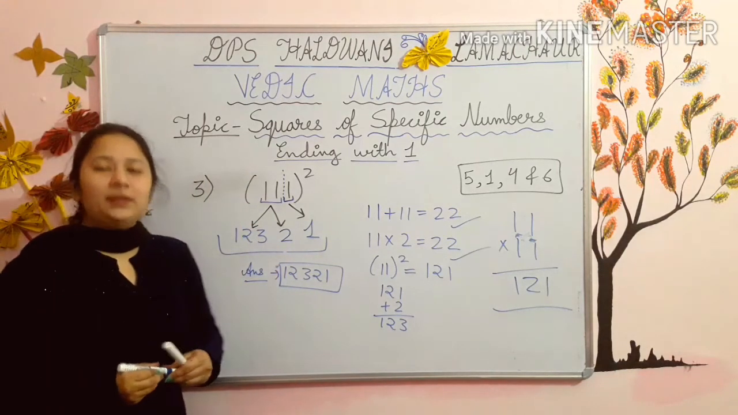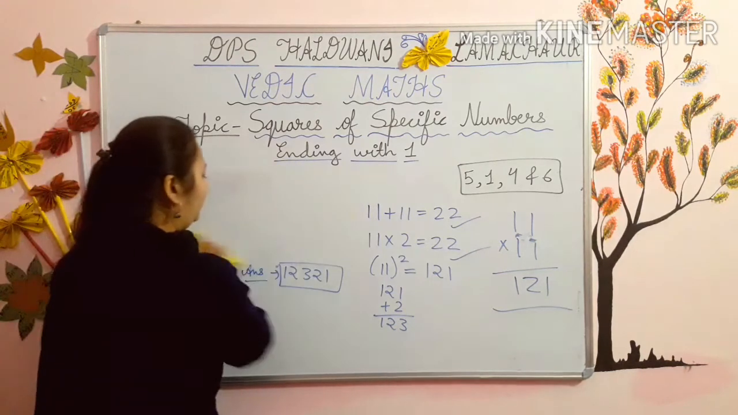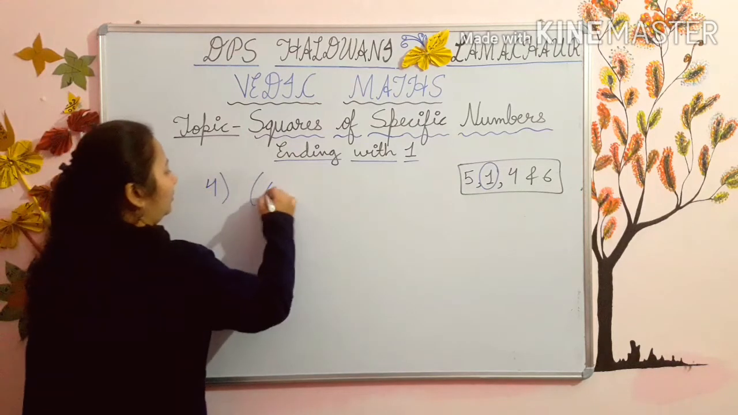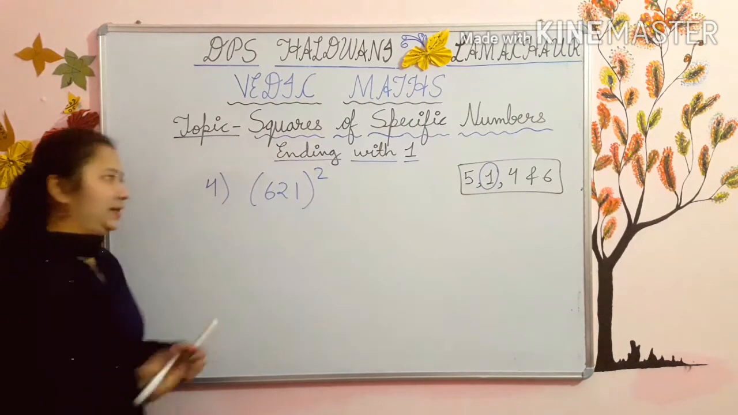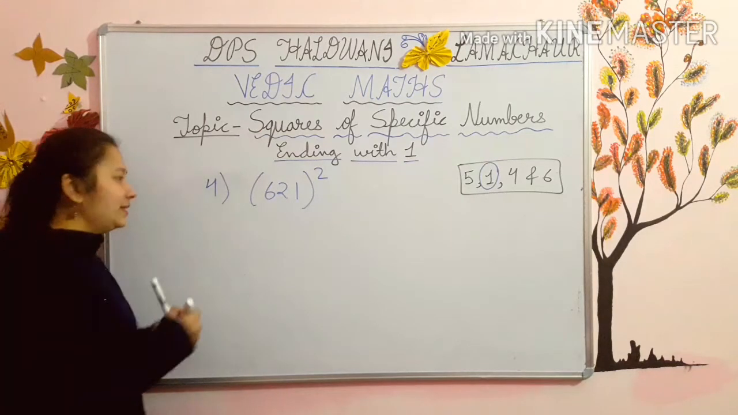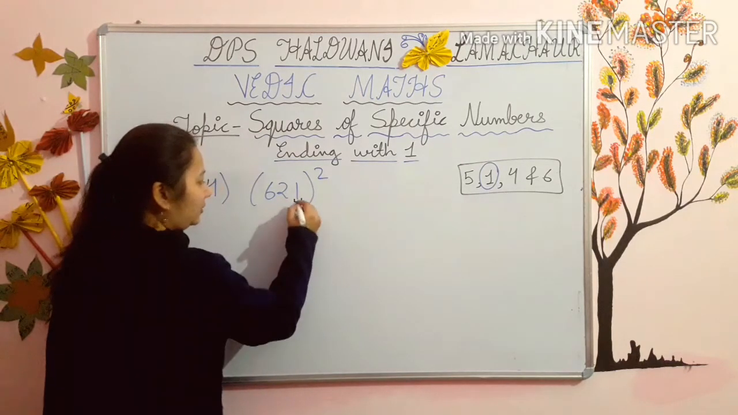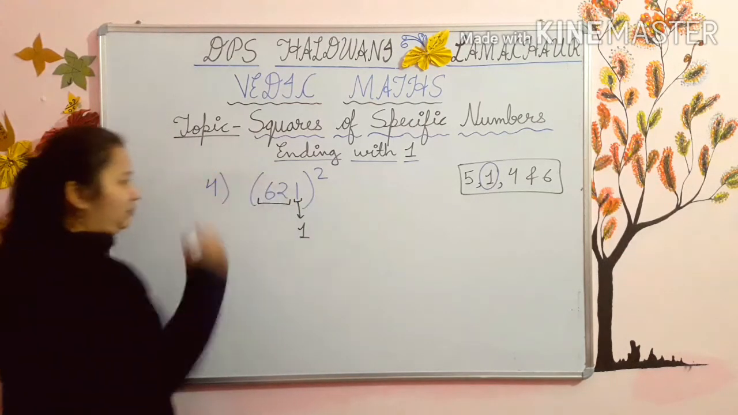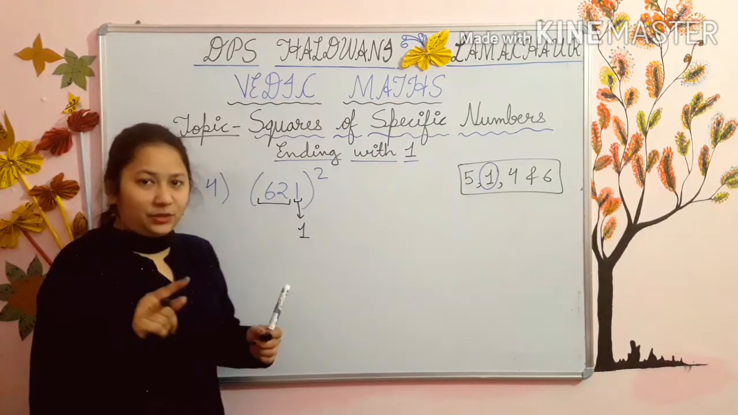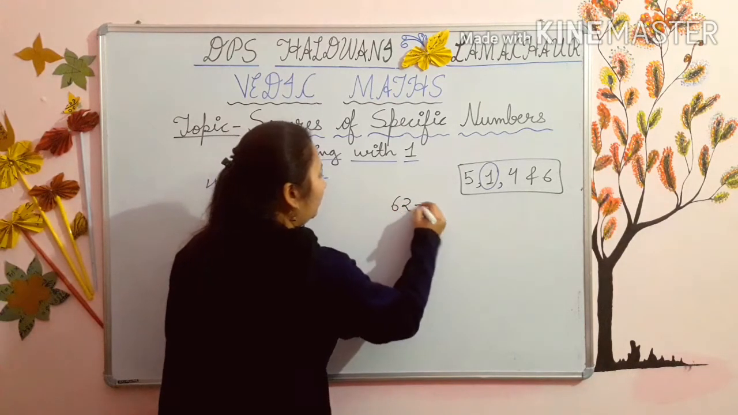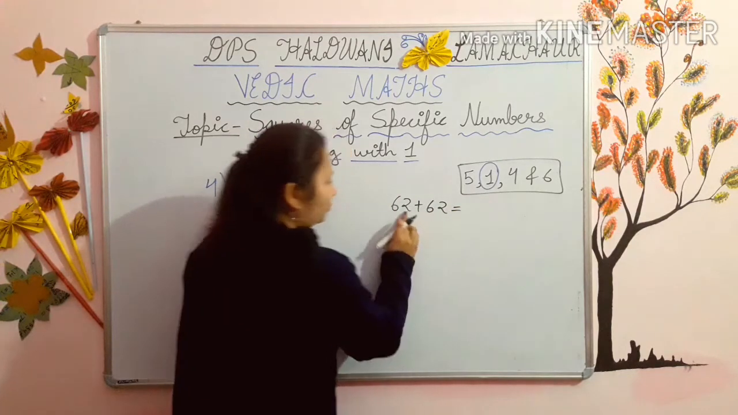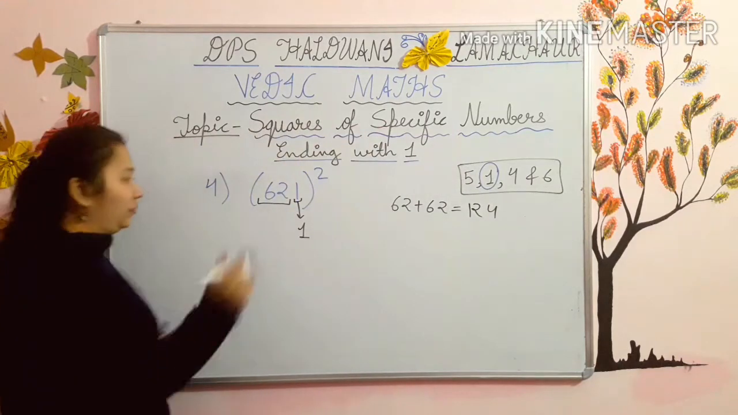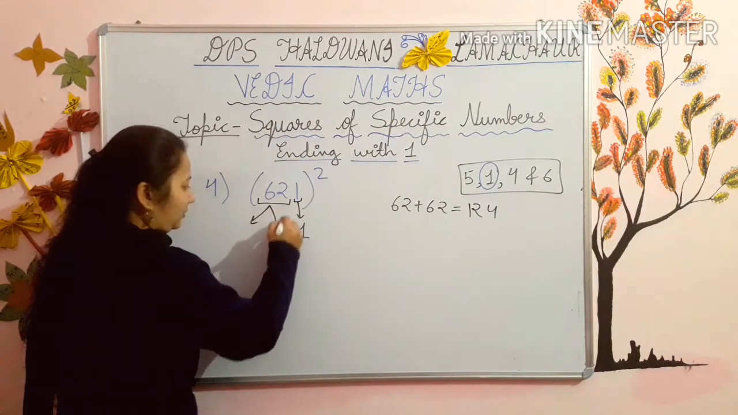Now we will move to our last sum. Now the last is 621. Square of 621. So let's start, students. First of all 1 is there, square of 1 is 1. Now your rest of the number is 62. Now first of all we will double 62. Now 62 plus 62. It is 2 plus 2, 4, and 6 plus 6, 12. It's 124.